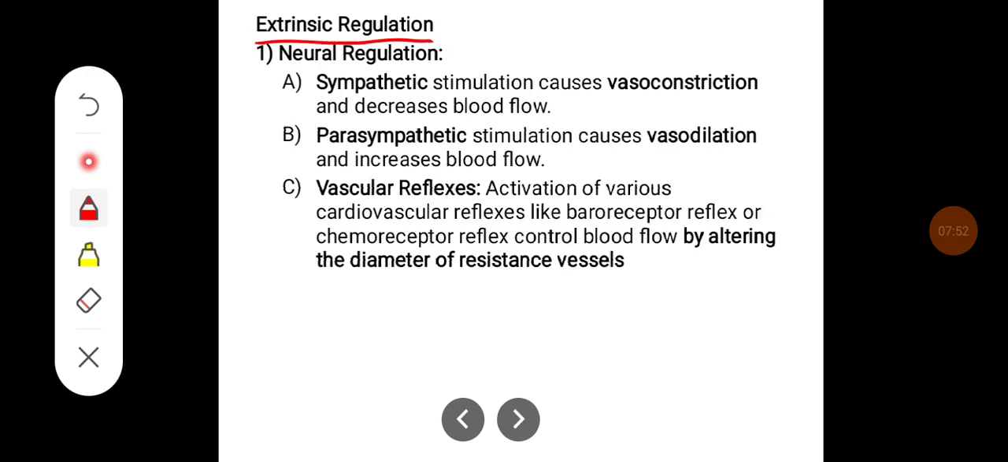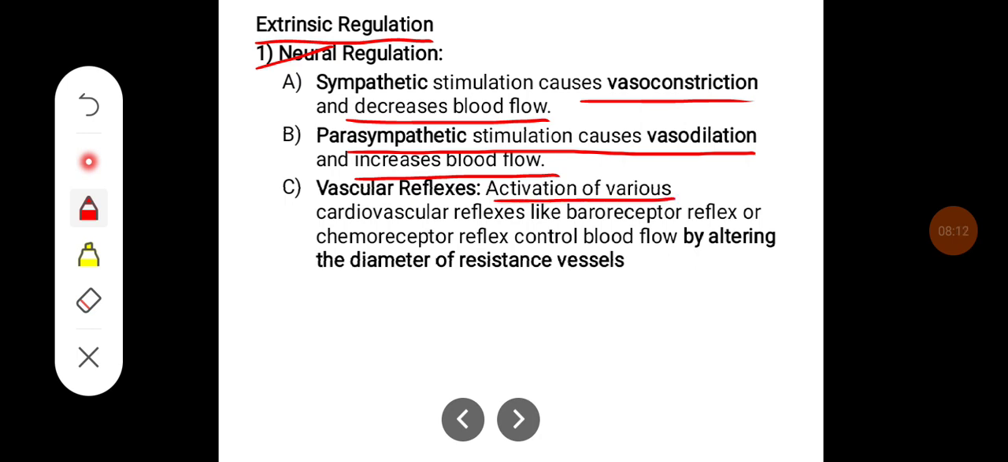Then extrinsic regulation, the factors affecting from outside, mainly the neural regulation. Sympathetic stimulation causes vasoconstriction and decreases the blood flow, whereas parasympathetic stimulation causes vasodilatation and increases blood flow. Vascular reflexes: activation of various cardiovascular reflexes like baroreceptor reflex or chemoreceptor reflex control blood flow by altering the diameter of the resistance vessels.